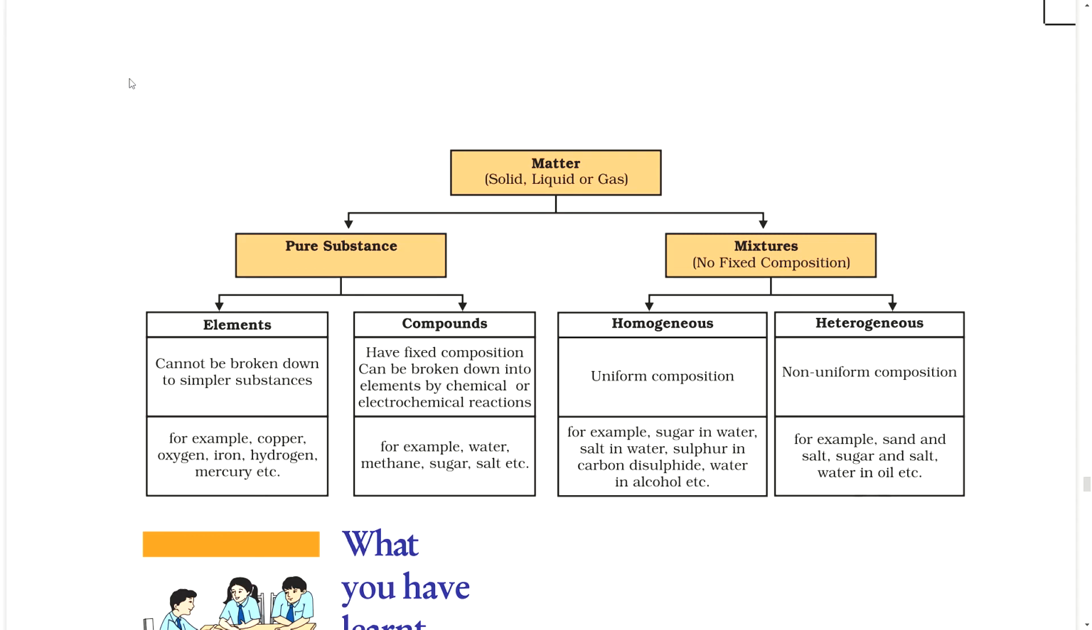Homogeneous, uniform composition. For example, sugar in water, salt in water, sulfur in carbon disulfide, water in alcohol, etc. Heterogeneous, non-uniform composition. For example, sand and salt, sugar and salt, water in oil, etc.